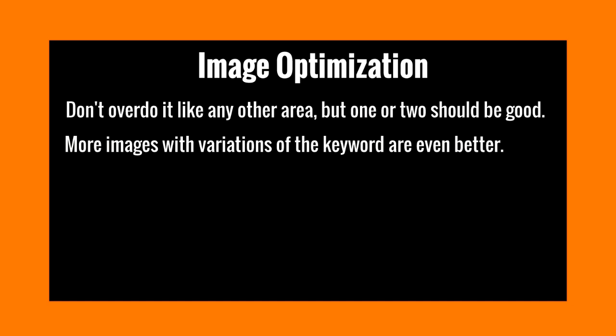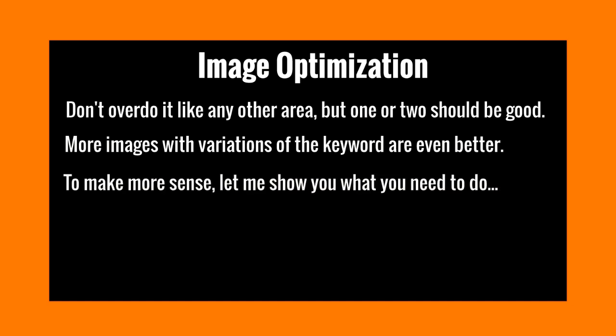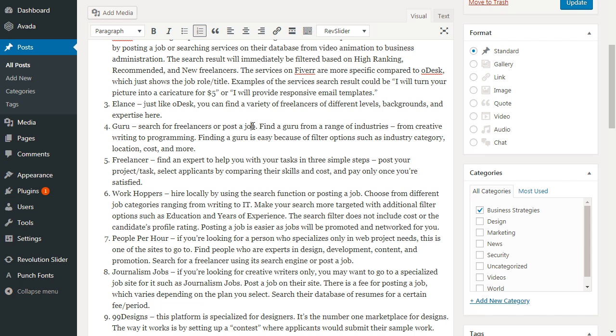So if we are focusing specifically on red shoes as the post, maybe a specific brand name of shoes, you might want to put the brand name. You might want to put the brand name plus red shoes. You might want to put shoes red, or something that's a synonym of shoes. So to make more sense, let me show you what you need to do, and I'll give you some more tips along the way. Okay, so adding images and making them search engine friendly is actually very easy to do.